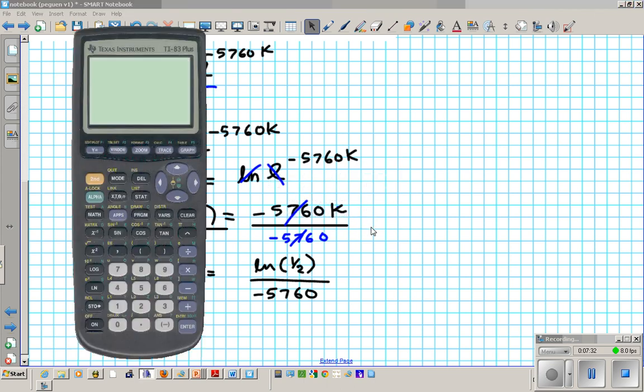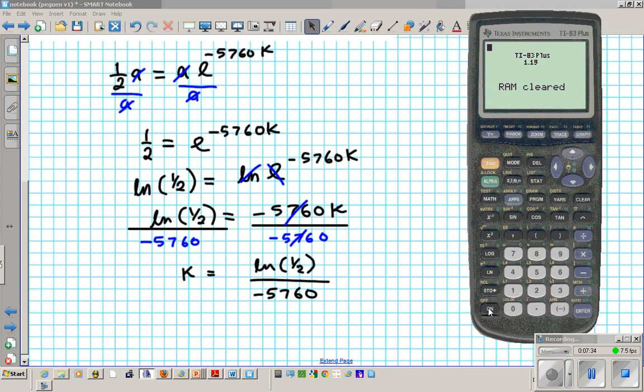Okay, so we're going to do the natural log of 1/2, natural log of 1 over 2, close that, divided by negative 5,760. Answer is e to the negative 4. So we're gonna write this as a decimal. So that means you're gonna have to move it forward 4 times.